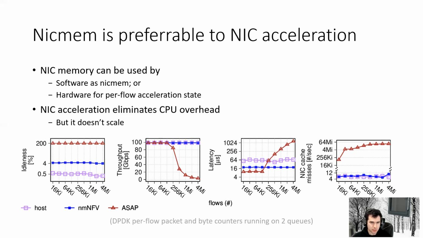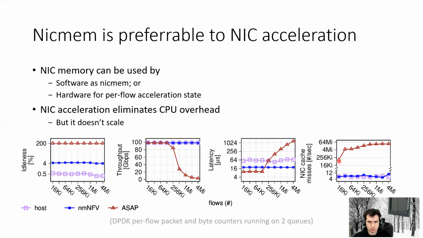And as we can see, when the number of flows is low, ASAP achieves the best performance. The CPU is completely idle, it achieves line rate throughput, and it has the lowest latency. However, as we increase the number of flows, at a certain point, we see that the latency of ASAP spikes until it becomes worse than both Nicmem and hostmem, and its throughput drops dramatically. The reason is that the NIC's cache overflows, and it cannot keep this number of flows inside the NIC. And as a result, performance plummets.